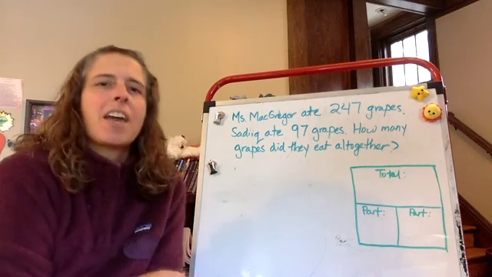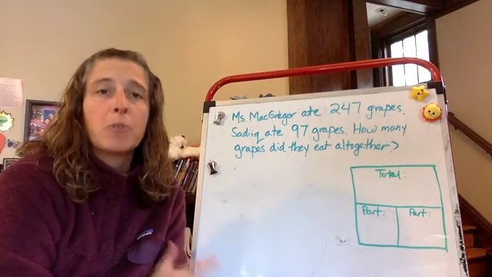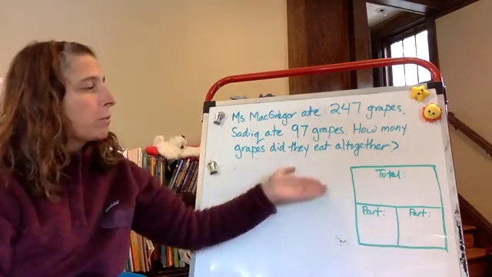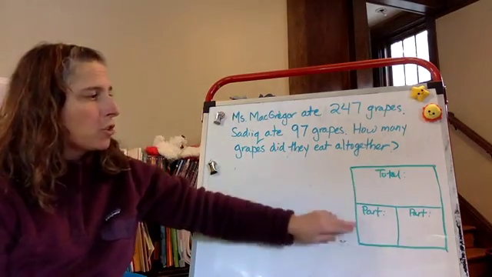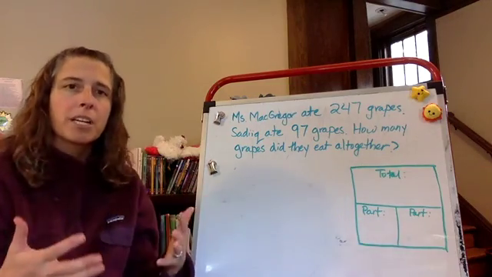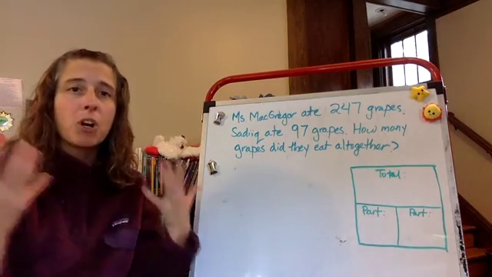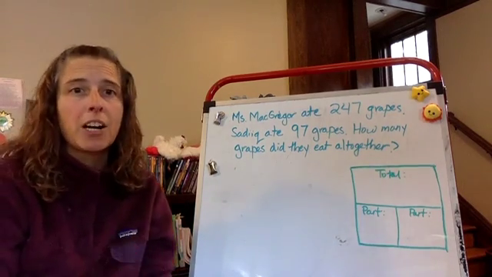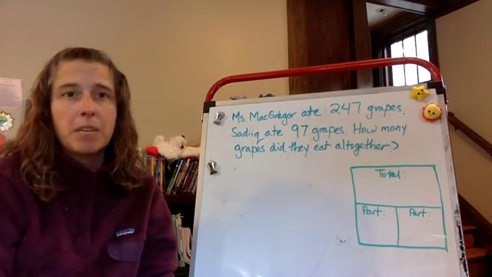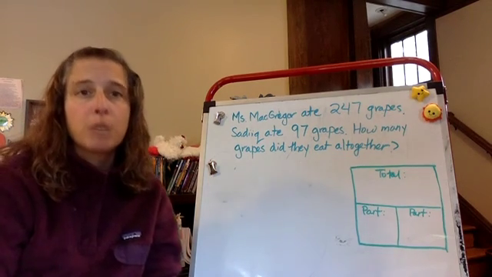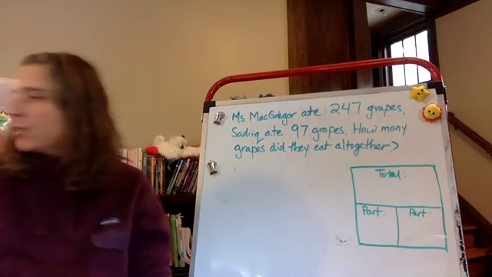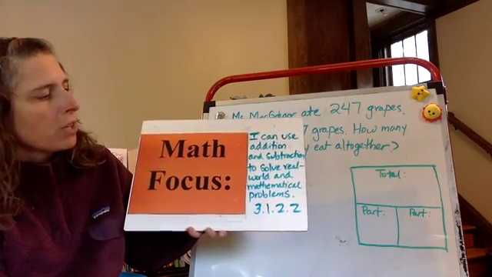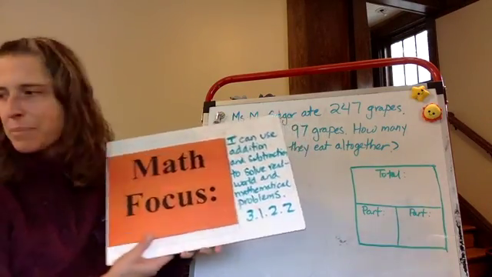Third graders, in the last day or two, we've been talking about real world addition and subtraction problems. And when we've been doing this, we've been using a strategy called the total part strategy. We're going to continue to do that today, except we're also going to introduce a review of a skill that you worked really hard on last year. And that would be when we need to add, when we need to regroup numbers. So today, our math focus is I can use addition and subtraction to solve real-world and mathematical problems.